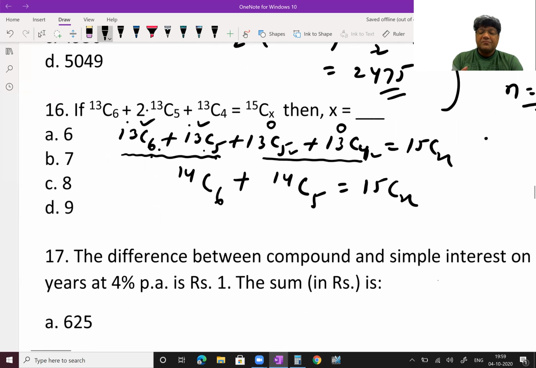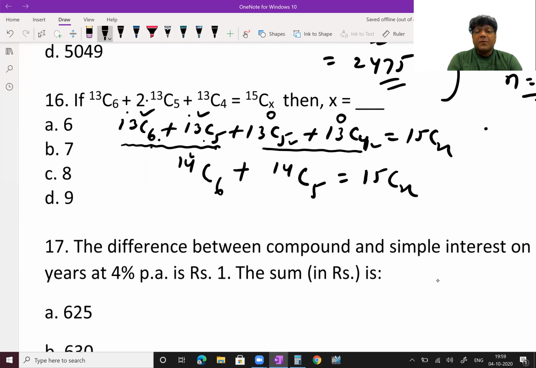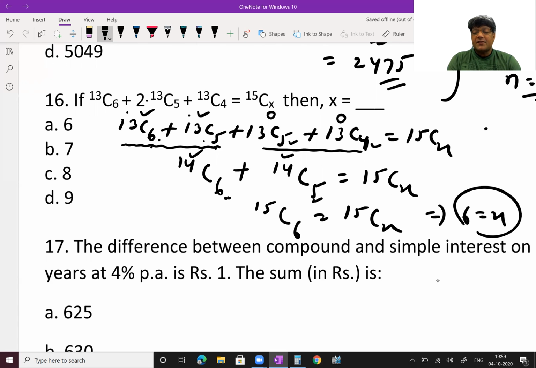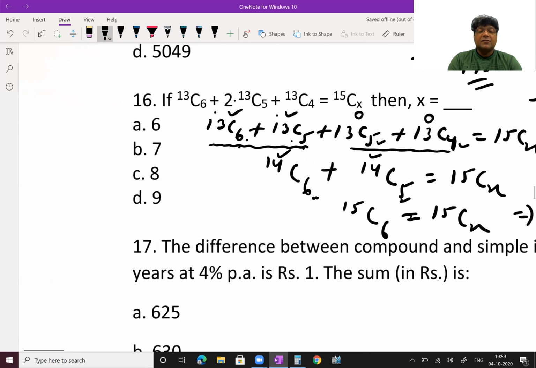Now further, again if you see, the upper part 14, 14 same, and lower part 6 and 5, one difference. So again this formula can be applied. The result will be one more than the upper part, one more than 14, that is 15. Down, which is greater? 6. So this is equal to 15CX. Now 15C6 is equal to 15CX implies 6 is equal to X. Upper part is the same, so the lower part has to be the same because they are equal. So our answer is 6.